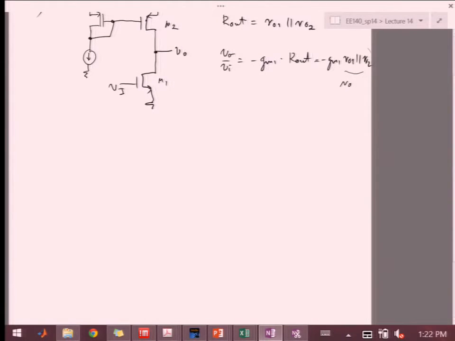So if you look at these two variables, GM2 is proportional to the square root of the drain current. And then R0 is proportional to what? So if you look at the product, it is proportional to 1 over square root of ID.